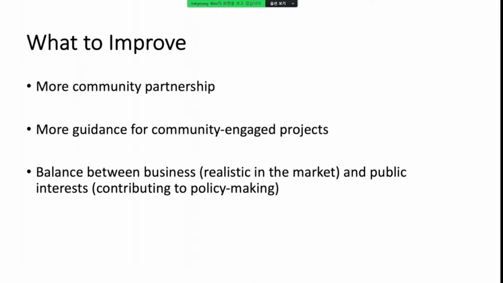And how to balance between business and public interest, because a lot of students, as I mentioned, are not business minded, but rather they are policy minded, because most of the students are political science majors. So some students were more interested in nonprofit organizations rather than business models. So I think I have to be aware of the potential challenge of balancing between business model and public interests. Thank you so much.